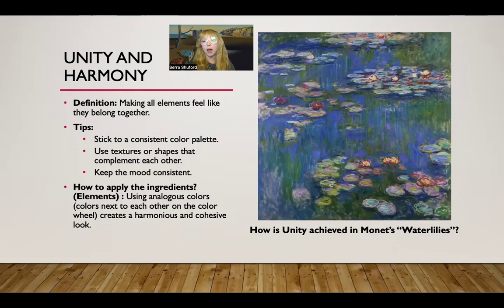So how can you apply the ingredients or the elements to do this? You can use analogous colors, or colors that are close together on the color wheel. You can use monotone or monochromatic color as well, so you only are using one color. There are other ways to do this as well, but those are just a few.